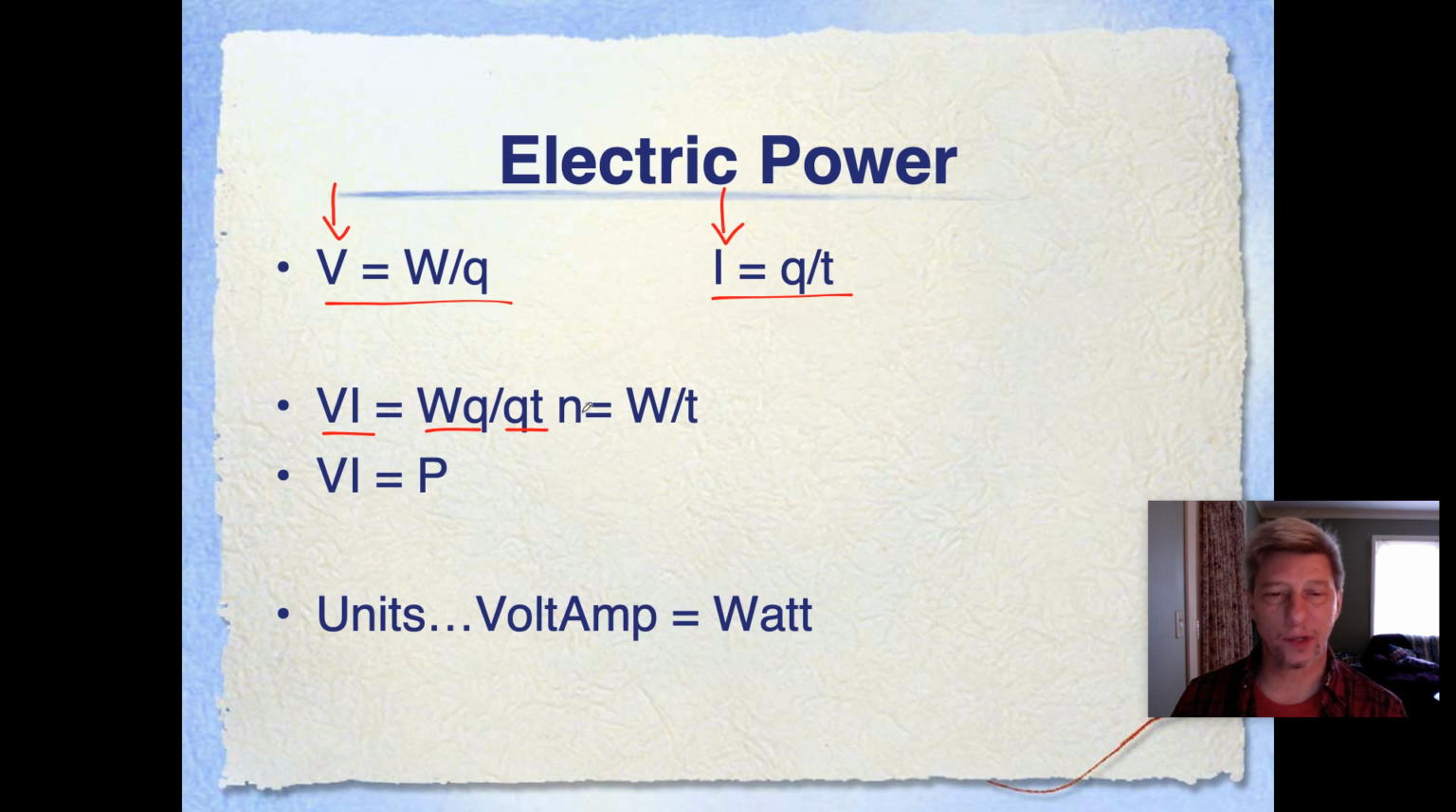I don't know why there's an N there. All right, let's get rid of that. Typographical error, sorry. And that equals work over time because the charge literally cancels out. And so that leaves us with a formula of voltage times current equals electric power. And that's what we're talking about here.